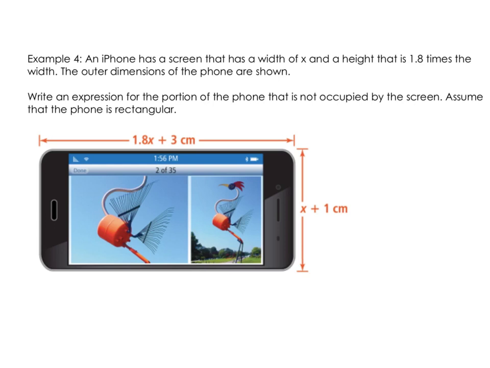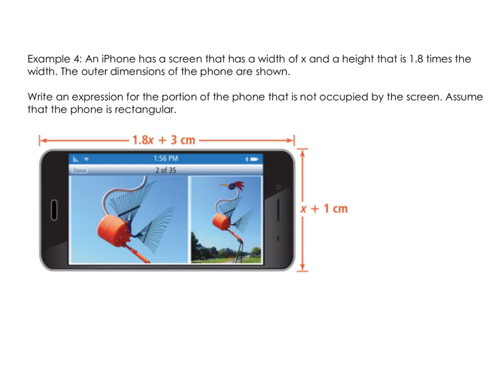Okay, last example of this section, we have an iPhone that has a screen with a width of x and a height of 1.8 times the width. The outer dimensions of the screen are shown. Write an expression for the portions of the phone that are not occupied by the screen. Assume that the phone is rectangular.